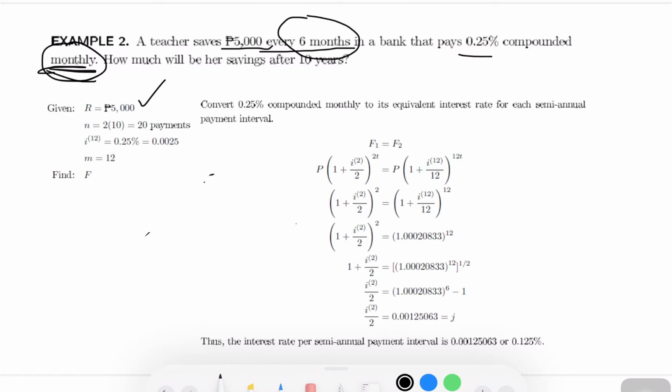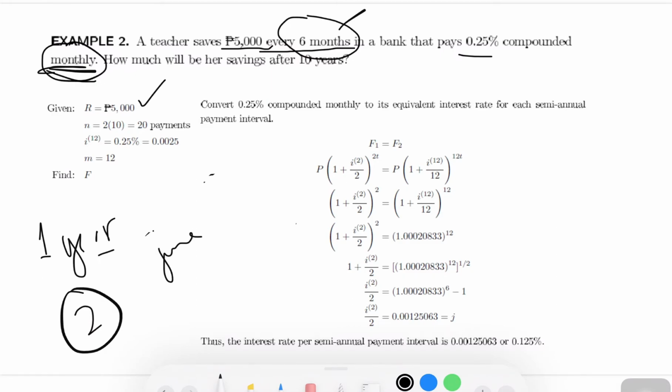Take note, she pays after 6 months. So meaning, in a year, how many times does she pay? 2. At the end of June, and at the end of December. 6 months apart. So, like that. And then, the rate is compounded monthly. That is why I raised to 12. Okay, monthly, there are 12 months. So, given 0.0025. Okay, M is 12 since compounded monthly.